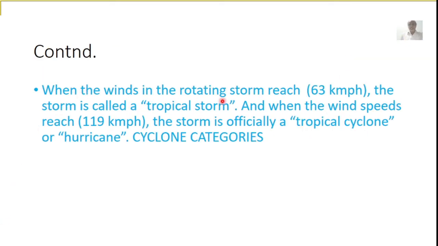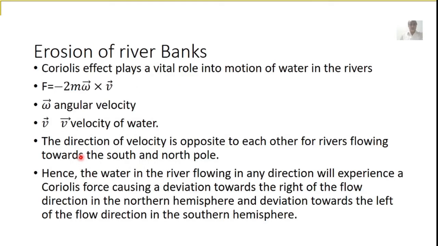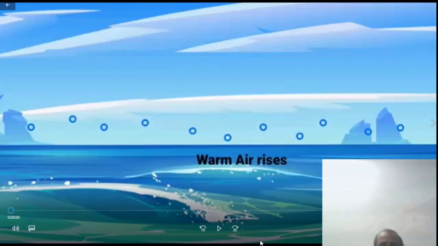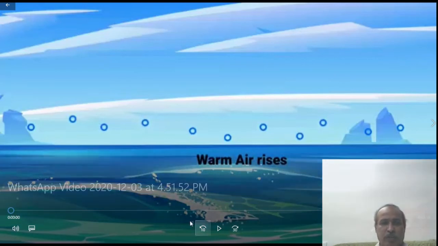When the winds in the rotating storm reach 63 km per hour, the storm is called a tropical storm. And when wind speed reaches 119 km per hour, the storm is officially a tropical cyclone or hurricane. This video discusses the formation of these cyclones, how cyclones are formed.